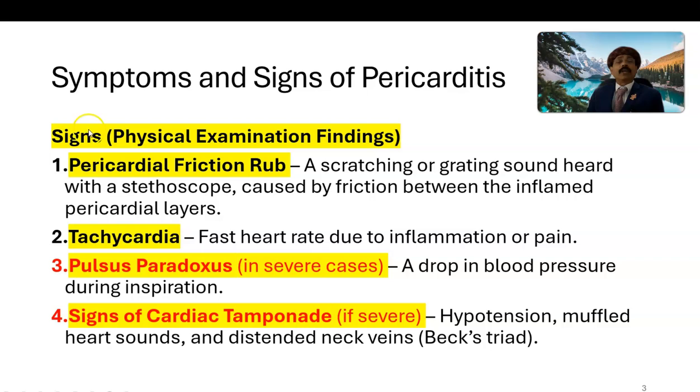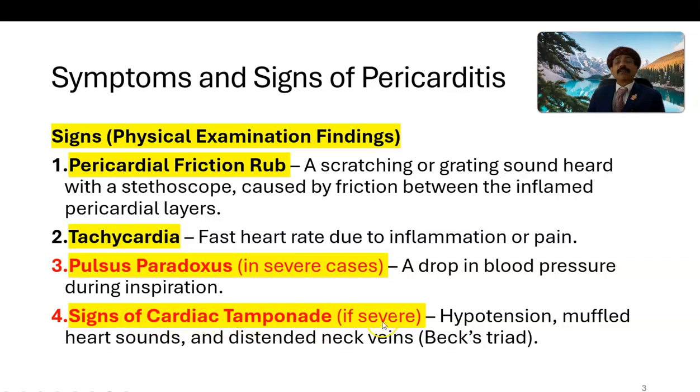Signs of pericarditis, what we get by physical examination. Pericardial friction rub, very important: a scratchy or grating sound heard with a stethoscope caused by friction between the inflamed pericardial layers. Tachycardia, a fast heart rate due to inflammation or pain. Pulsus paradoxus: in severe cases, a drop in blood pressure during inspiration.